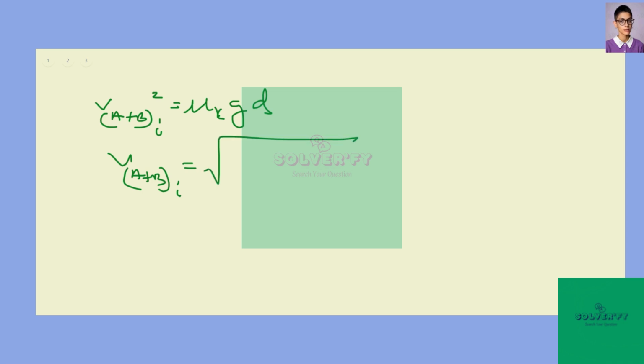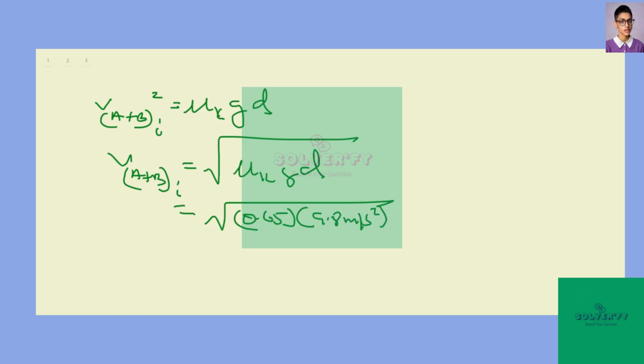So this is the square root of mu_k g d, and plug in the numbers. Mu_k is 0.65 times 9.8 meters per second squared times the distance, which is 7.1 meters, and that's going to give us that velocity as 9.54 meters per second. And that's just the velocity just when they collide with each other.